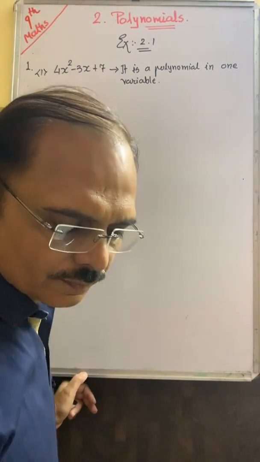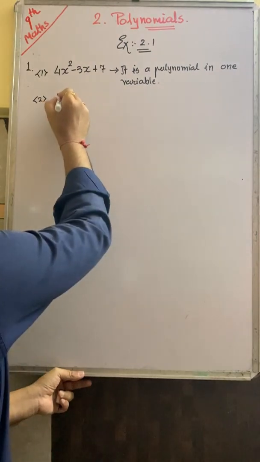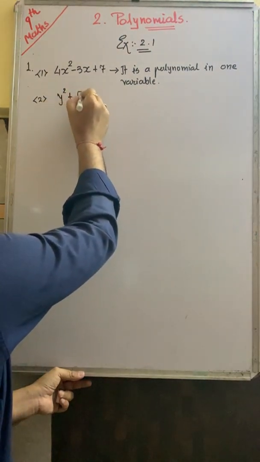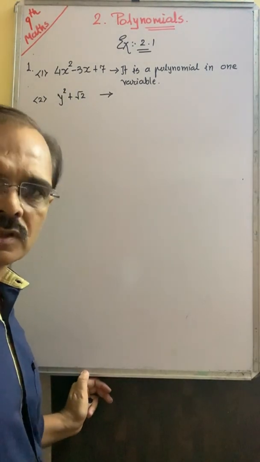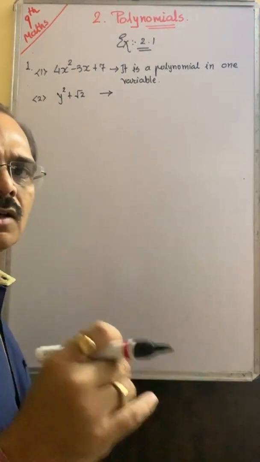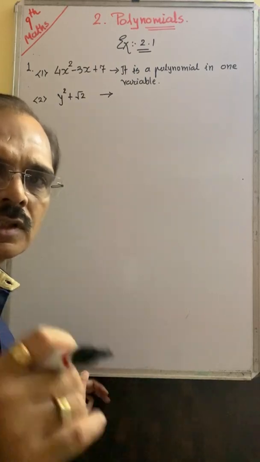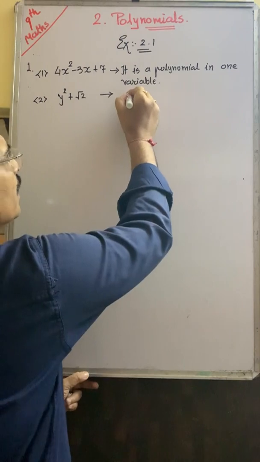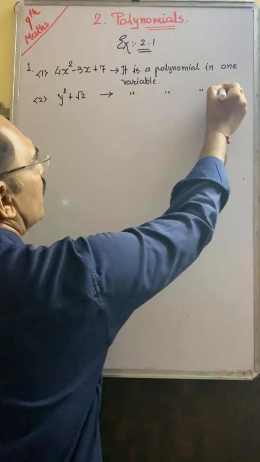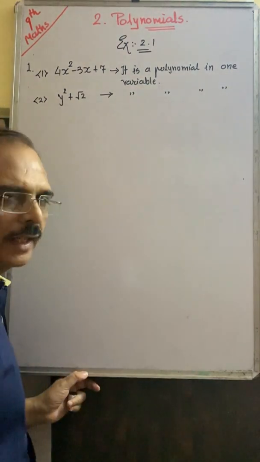Second question, y square plus root 2. Again, variable is 1 only, power is 2, root 2 is the constant term. You have to concentrate or focus only on power. Okay, so once again I write, it is a polynomial in one variable, and here the variable is y.